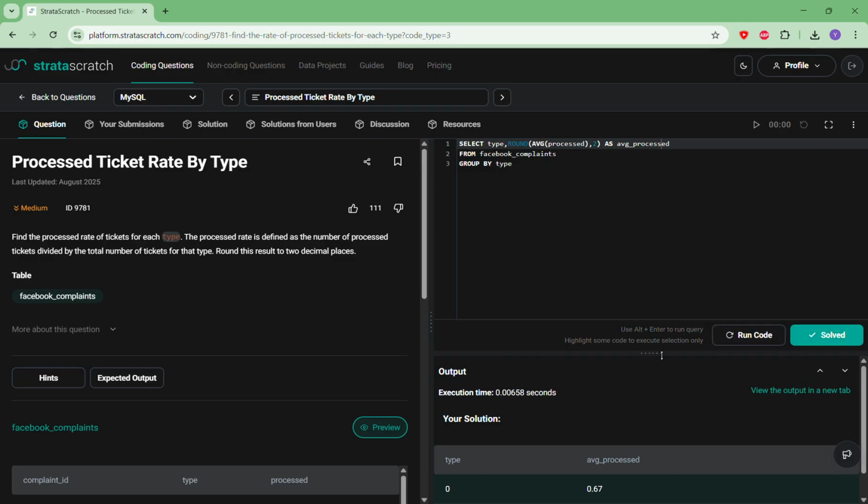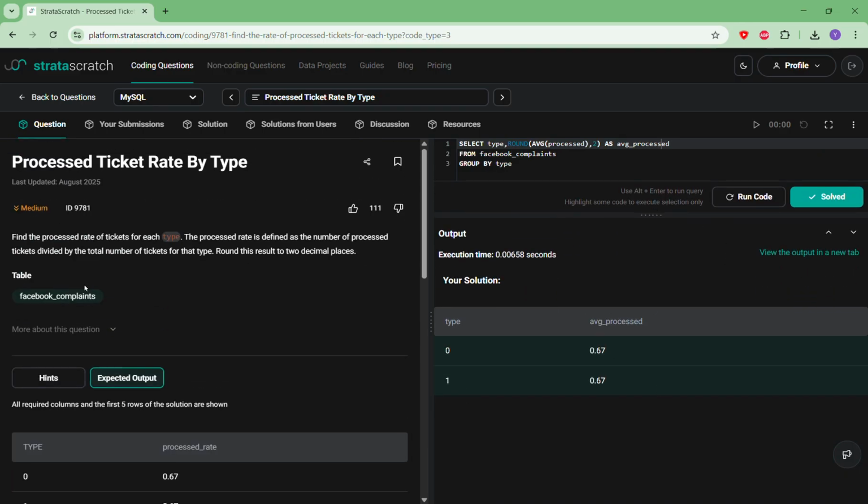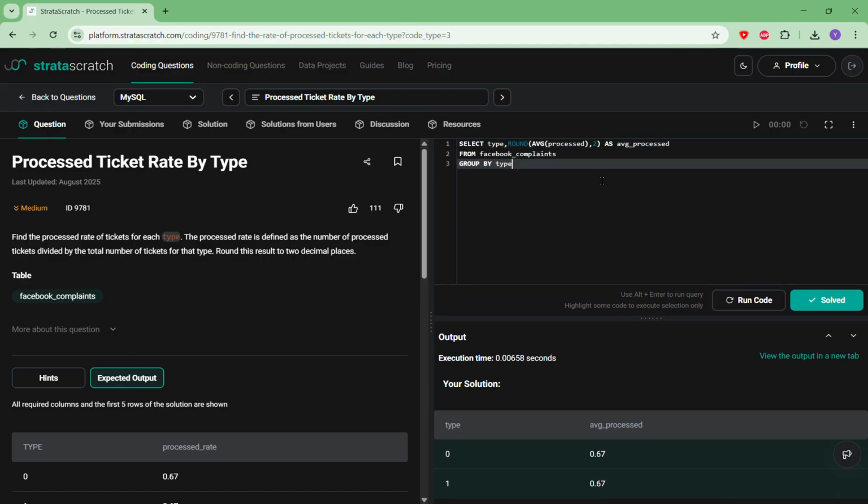Now let's solve, and this is our output and this is the expected output. So this question is not really medium, it's easy, and I don't know why they have put this in the medium category. And we have another way.